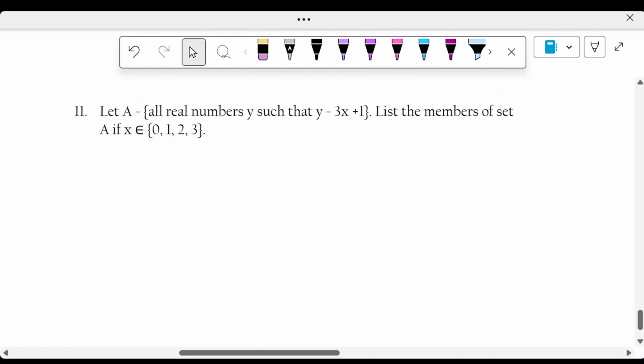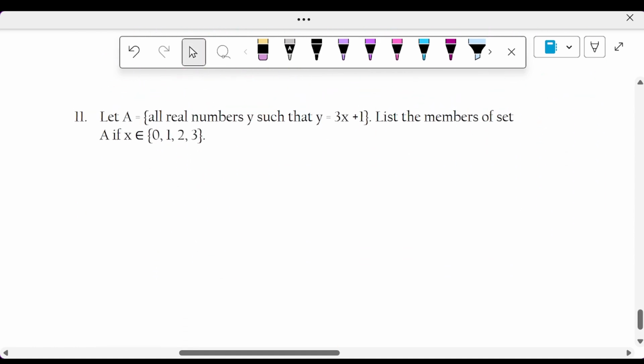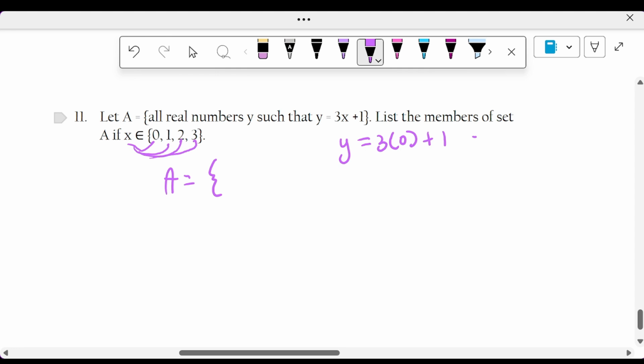Question 11. Let A equal all real numbers y such that y equals 3x plus 1. List the members of set A if x is an element of 0, 1, 2, 3. So A equals, and then we'll do an open curly brace. If x is each of these numbers, then we'll just plug each one in. So y equals 3 times 0 plus 1. This would be 0 plus 1, or 1. So our first one is 1.